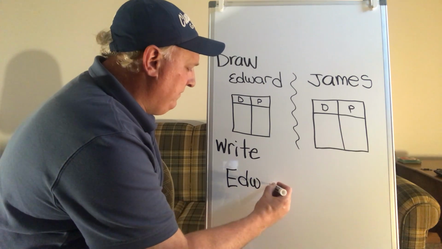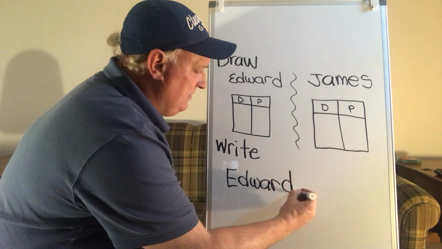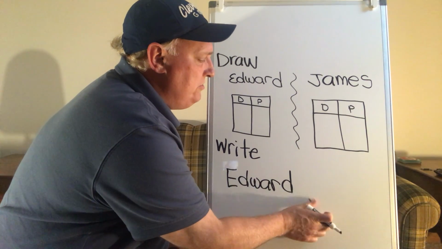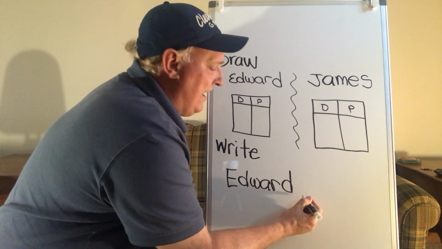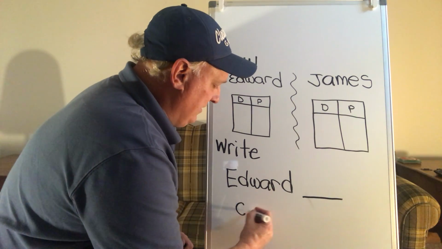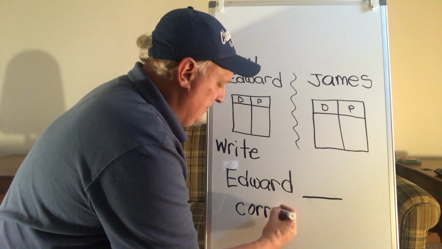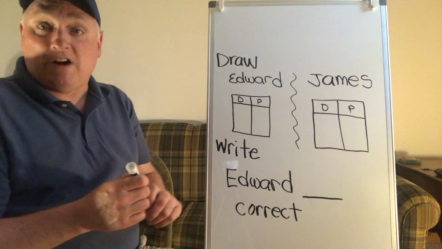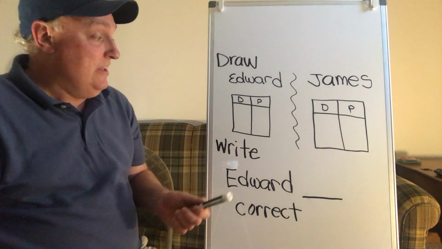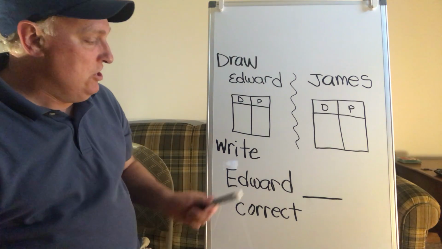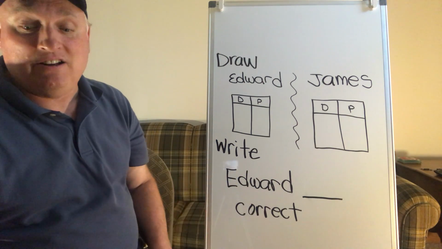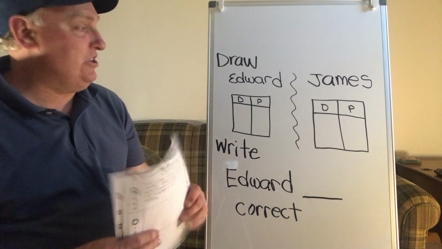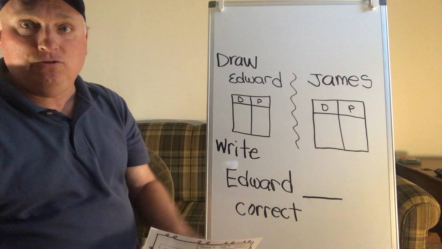Edward, and then you're either going to write is or is not correct. Do they have the same amount of money? If they do, you would write it is correct. He's correct. If they don't have the same amount of money, you would write is not correct. So that would be your answer statement. You're answering the question that they're asking on the worksheet. That's it. That's all you have to do for this problem.